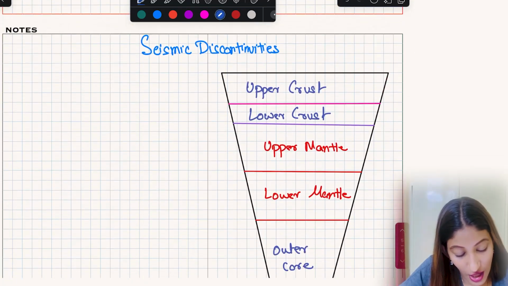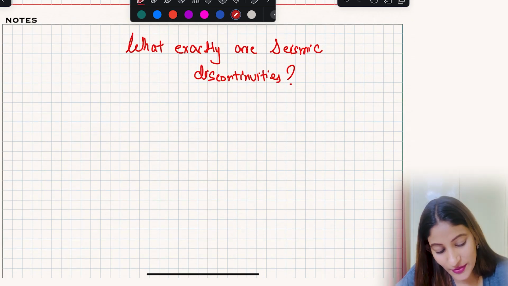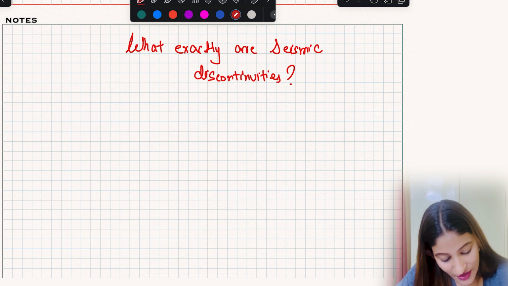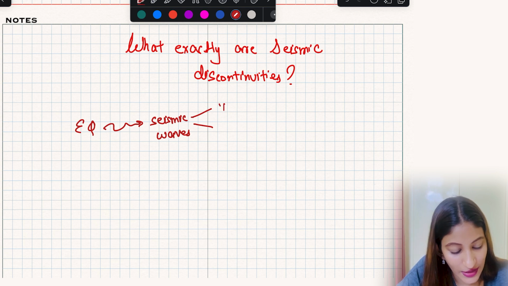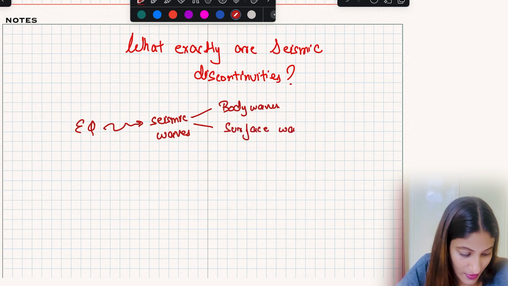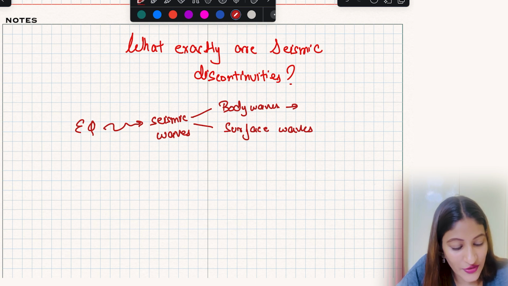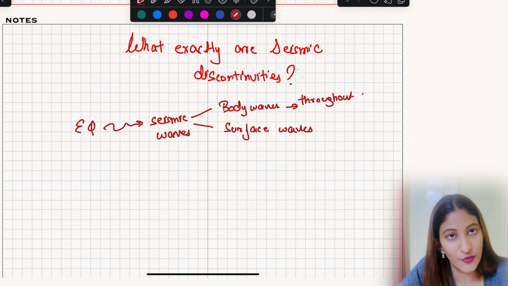Now, how about seismic discontinuities? What are seismic discontinuities? What is the purpose of seismic discontinuities? Basically, whenever the earthquake creates seismic waves, they travel differently. We all know that there are two major kinds of waves. One are the body waves and the other ones are surface waves. So body waves, they travel throughout the interior of the earth. That is why they are known as body waves.